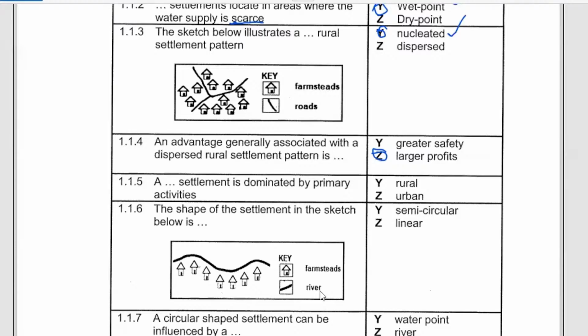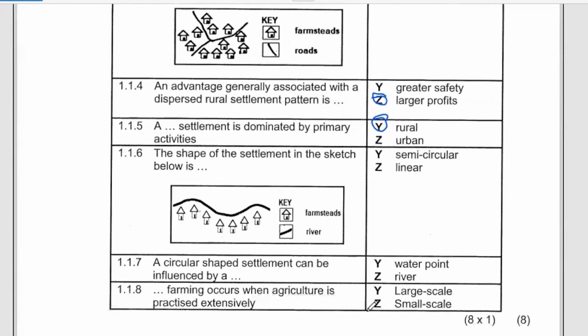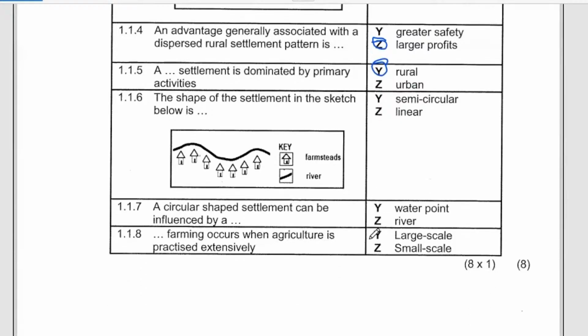Right, number 1.1.5, a rural settlement is dominated by primary activities. Primary activities, we see them happening in rural areas. Activities like farming, mining, fisheries, forestry, quarrying, those are primary activities. They are part of the rural settlement.